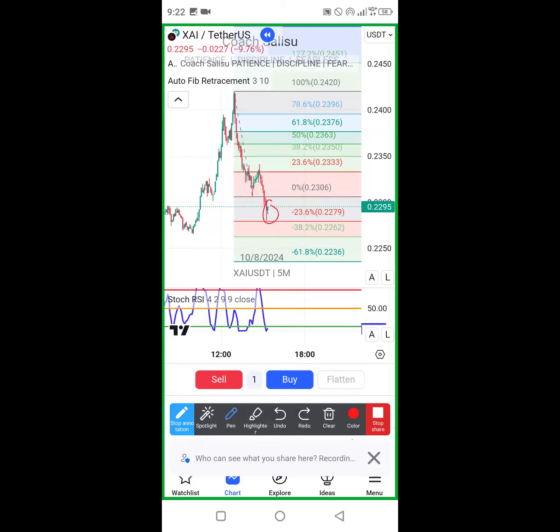If it is an uptrend, that is 0 at the top, 100 at the bottom, you need the current candle to be on the 61.8% line or below the 61.8% line. That's for an uptrend. Now this is a downtrend. So all these conditions I've just mentioned have been met.